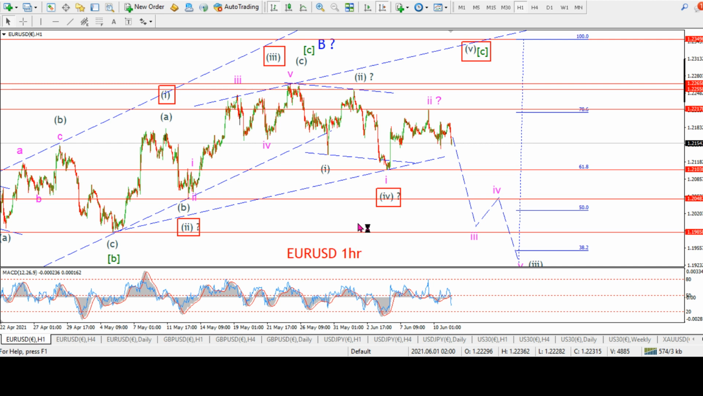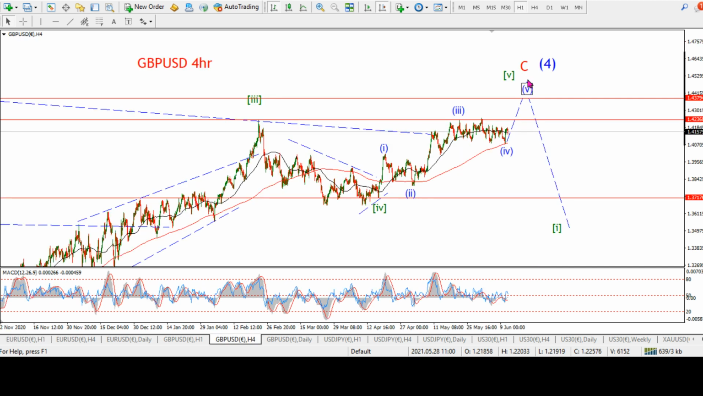Okay, pound dollar. You could call this, let's say, the alternate count for wave 5 of C of pound dollar, out of a triangle, maybe a 1, 2, 3. This could be an ongoing fourth wave correction, and then we spike to a new high, wave 5. Or we could have wave 5 in at this week's high, and then we're heading lower into wave 1 right now, but we'll see on that pretty soon.